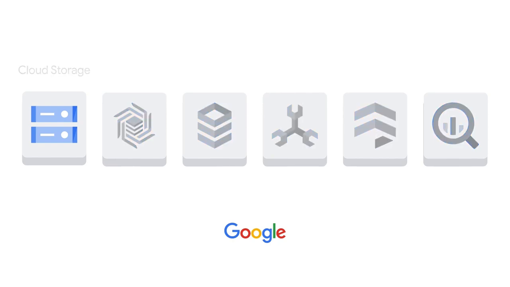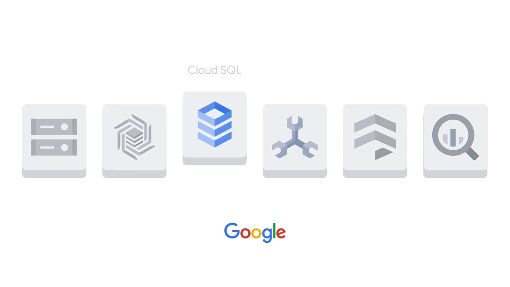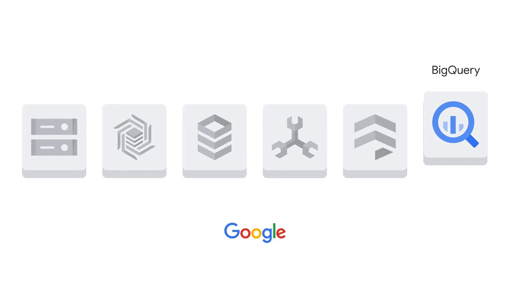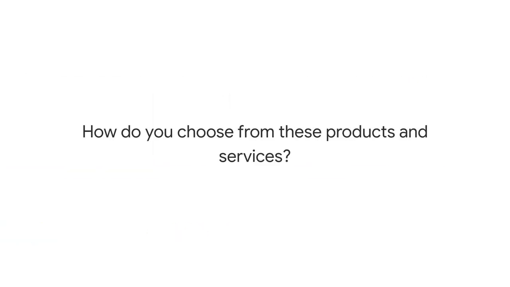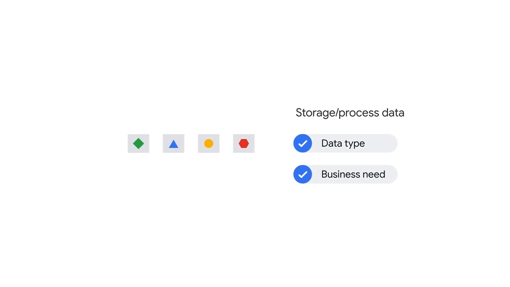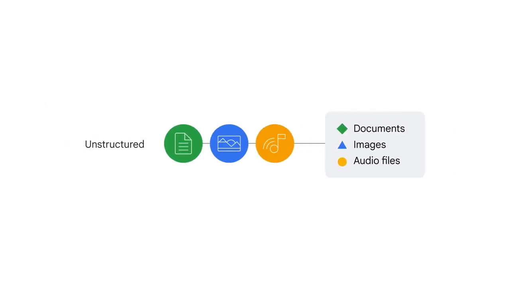Google Cloud offers fully managed database and storage services. These include Cloud Storage, Bigtable, Cloud SQL, Spanner, Firestore, and BigQuery. How do you choose from these products and services? Well, it depends on the data type and business needs. Let's look at the data type, which includes unstructured versus structured data. Unstructured data is information stored in a non-tabular format such as documents, images, and audio files.